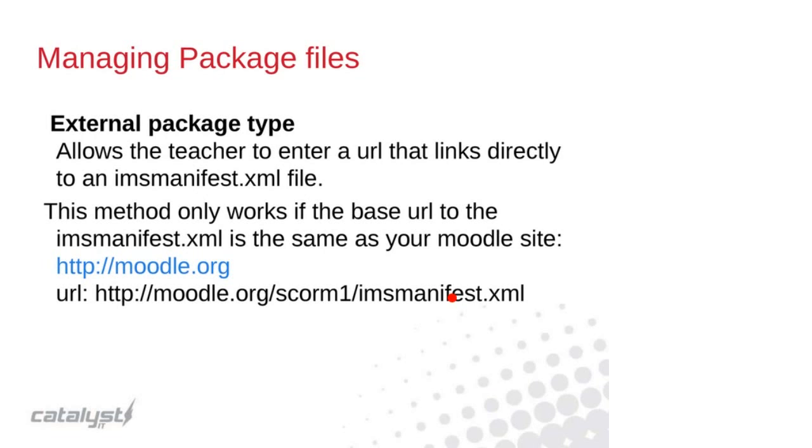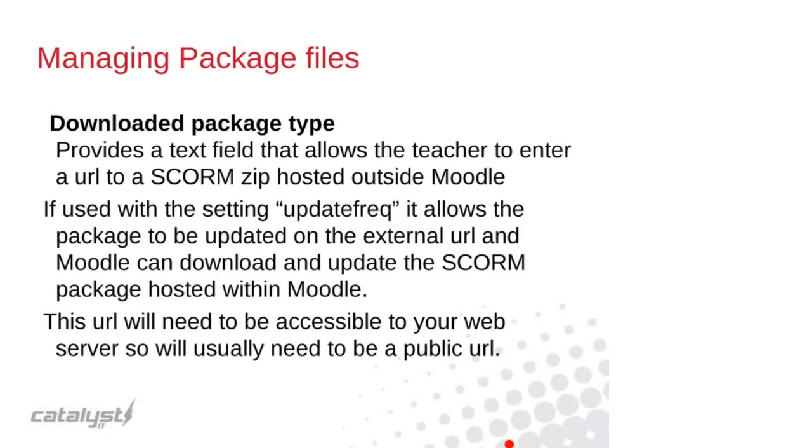The next option is the downloaded package type. This is a bit simpler. It gives you a text field, and you can enter a URL to a SCORM zip anywhere. It doesn't matter whether it's outside Moodle or inside Moodle, because what happens is Moodle goes and grabs that zip file, downloads it, stores it locally, extracts it, and then plays it from the Moodle install. You can also use the update frequency setting on the page, and it allows the package to update based on whatever setting you make, whether it's every day or every time the user enters the SCORM package.